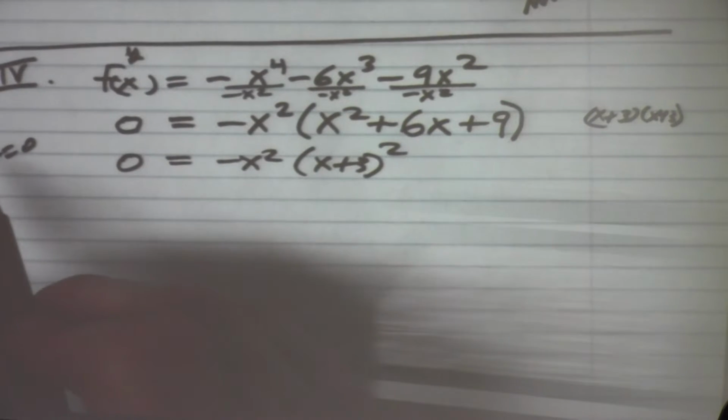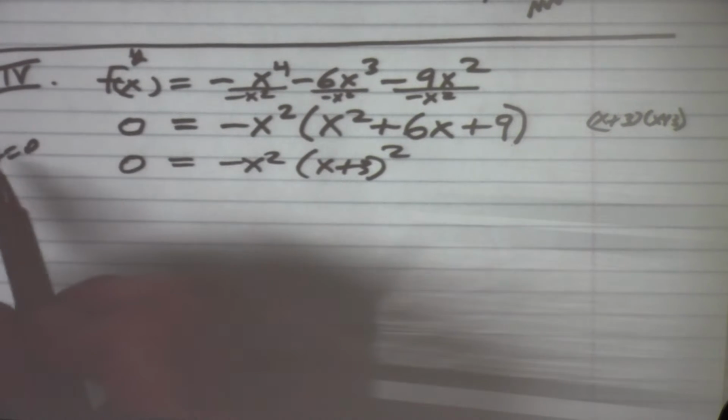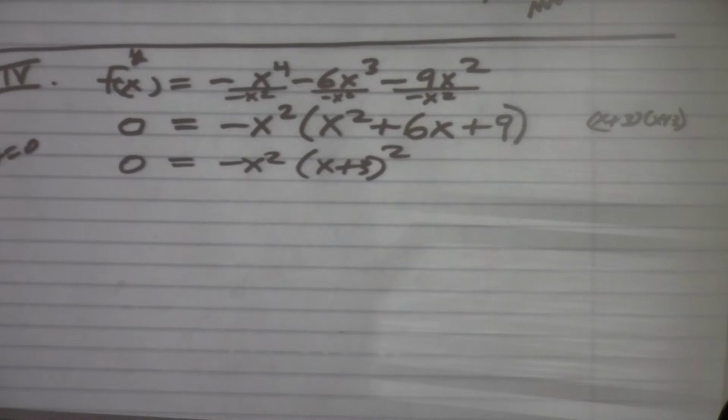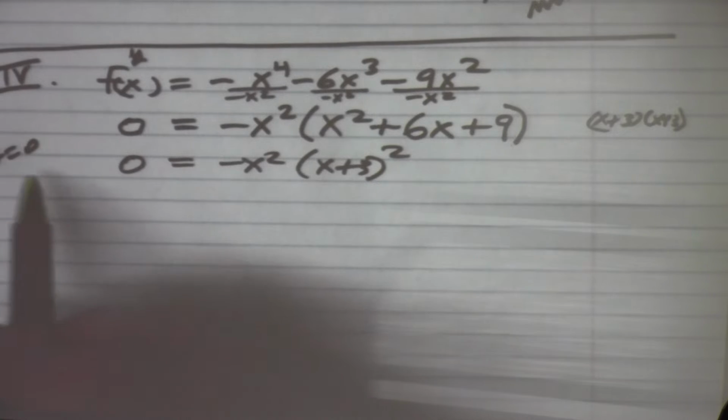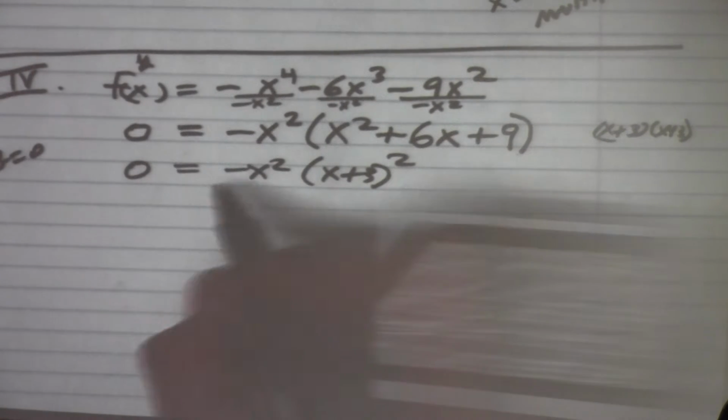This is in that format where it's a times b is equal to 0. You have 2 things multiplying to make 0, or even 3 or 4. One of them must be 0. There's no other way you can get 0. So you can separate each of them to find out which ones are zeros.